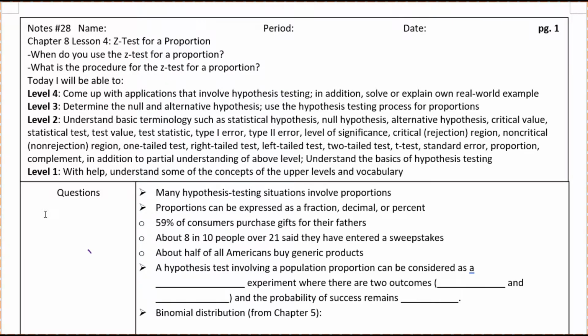Alright class, welcome to this lesson on the z-test for a proportion. Last lesson we looked at a t-test for the mean, and we used that when the sample size was less than 30. For lesson 2 we looked at the z-test for the mean, and we used that test when the sample size was greater than 30. So this time we're going to switch back to the z-test in order to deal with proportions.